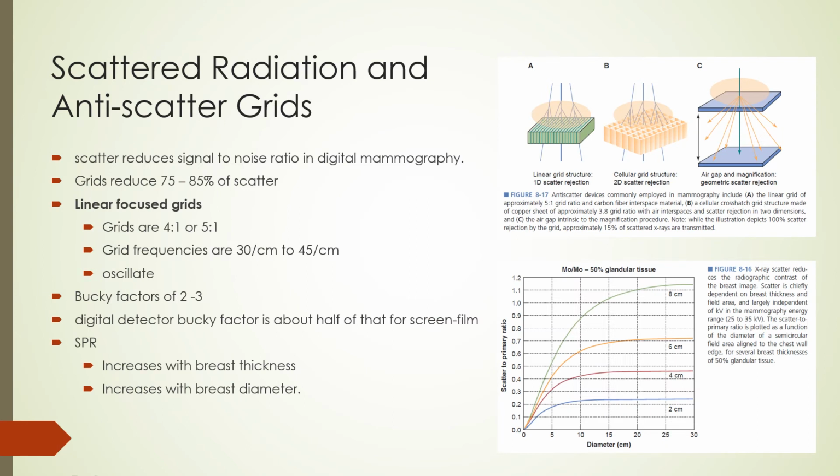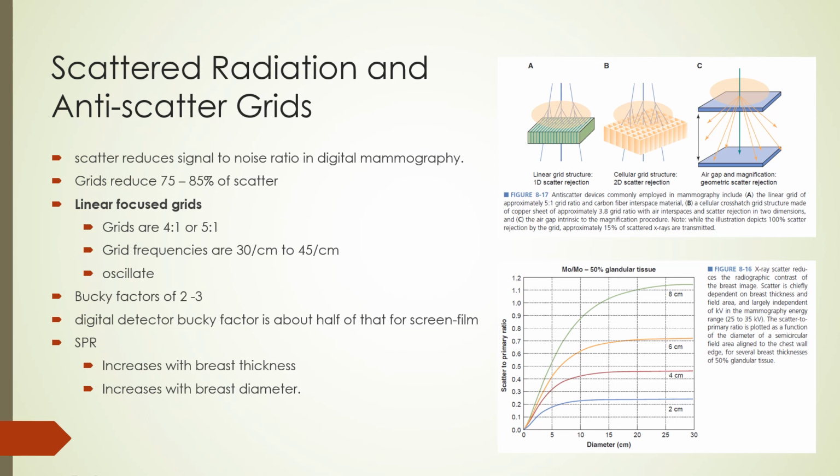In screen film imaging, scatter reduces contrast. In digital mammography, the main effect of scatter is not contrast reduction because contrast can be adjusted by post-processing methods. Rather, scatter reduces signal-to-noise ratio by adding random noise to the image. We can reduce the scattered radiation reaching the image receptor by using an anti-scatter grid or air gap. Grids in mammography transmit about 60% to 70% of primary X-rays and absorb 75% to 85% of scattered radiation.